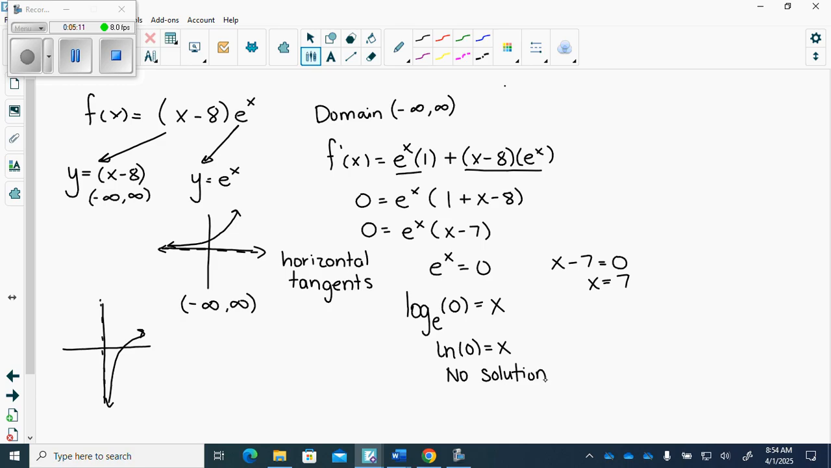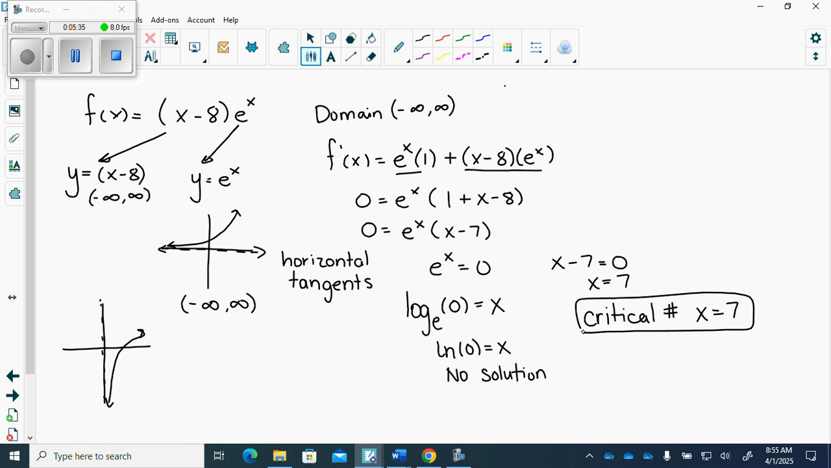Okay. So, our critical numbers. I guess our critical number is x equals 7. So that's cool. Sometimes they just ask for critical numbers of the first derivative. You'd be done. Sometimes it asks for intervals of increase, decrease, or maxes and mins. So we'd have to keep going, correct?